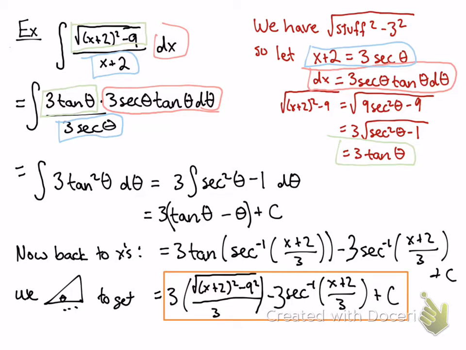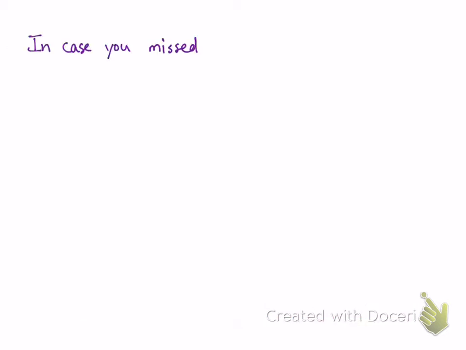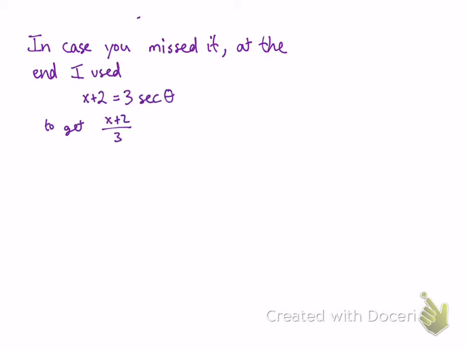Okay. So, in case you missed it, how did I get that inverse secant of stuff? Right, so this was the substitution we had. x plus 2 equals 3 secant theta. That's the substitution I made at the beginning. If I divide through by 3, I get x plus 2 over 3 equals secant theta. And then I can take the inverse secant of both sides. On the right, the inverse secant of a secant cancels out, and I just have theta. And on the left, I have inverse secant of x plus 2 over 3. You could write that as arc secant instead. It doesn't matter.